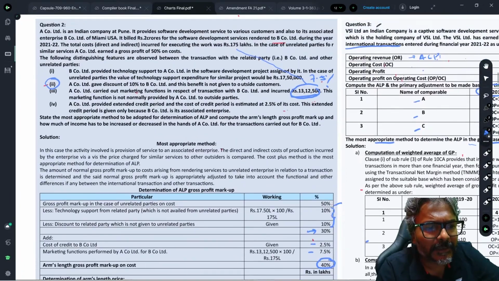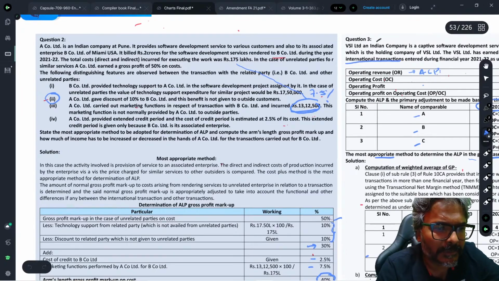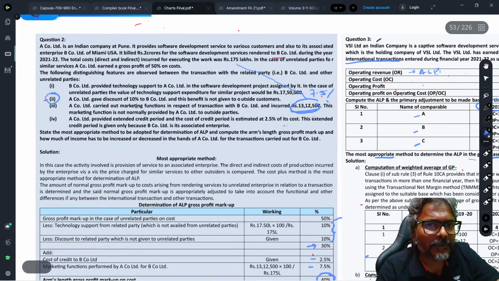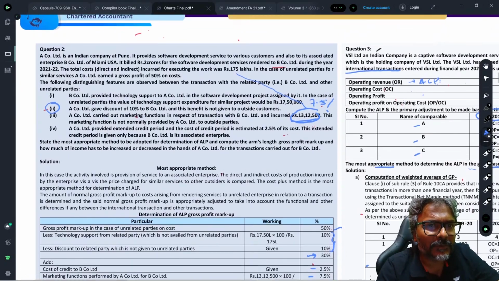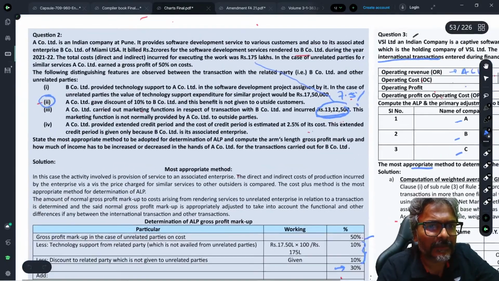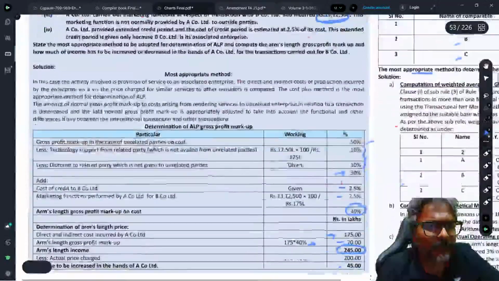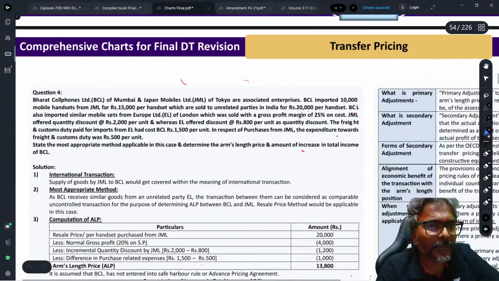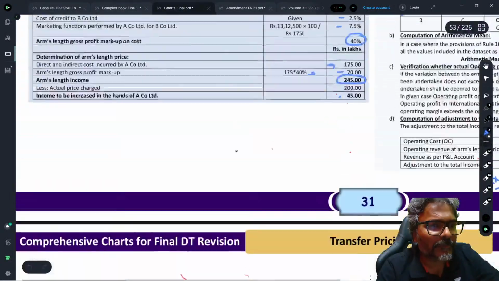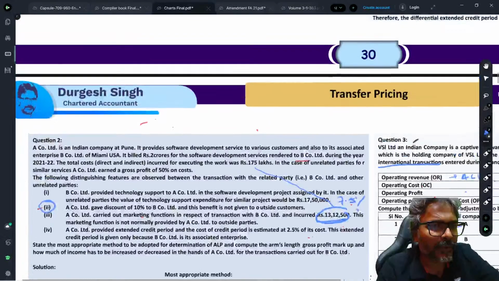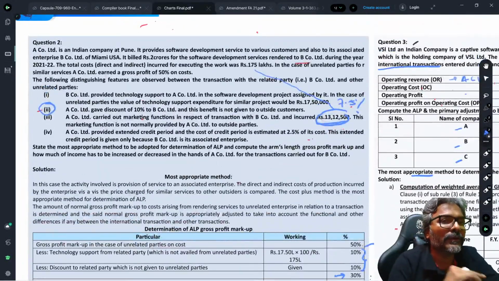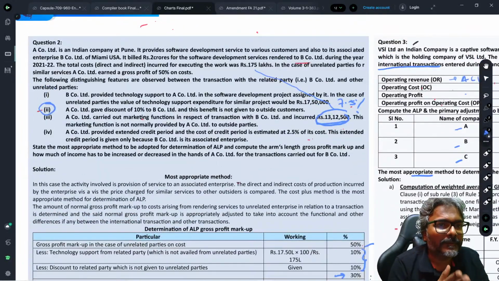Only the keywords have to be captured, only the keywords. Question number 2, if you see, students, over here, I can expect question number 2 or question number 4 tomorrow. One of the two questions can be there for tomorrow's paper. Why is it so? Because you all are aware these are the two new questions in the module. This is a case of resale price, and this is a case of cost plus method. Let's have a look in this context.